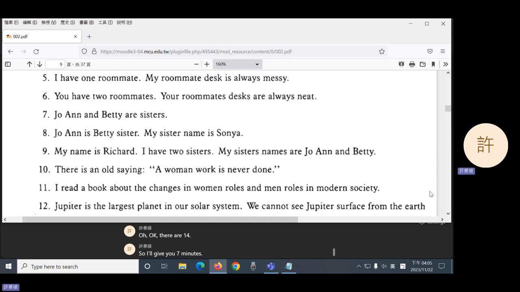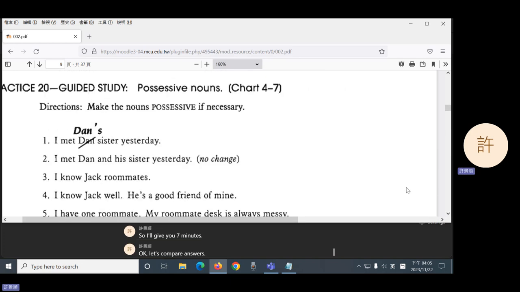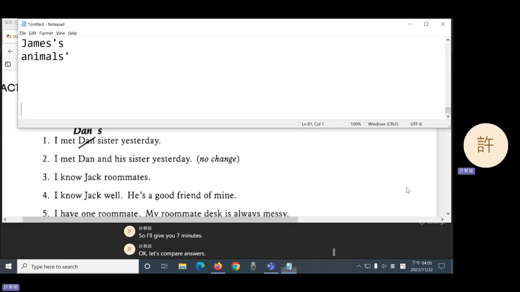Okay, let's compare answers. Número tres. I know Jack's roommates. Cuatro. I know Jack well. He's a good friend of mine. No change. This is correct.